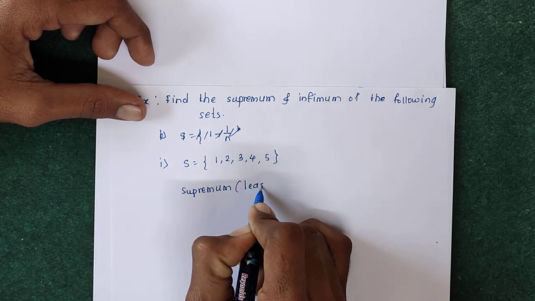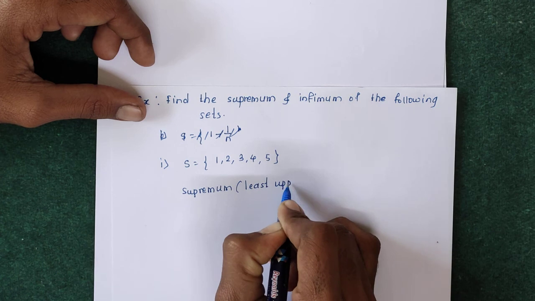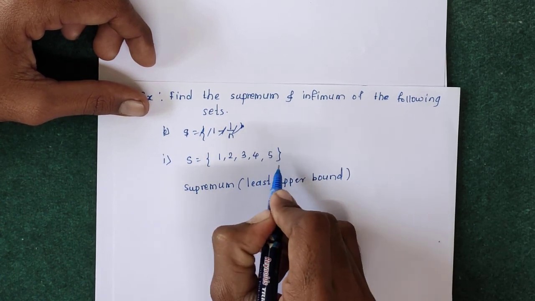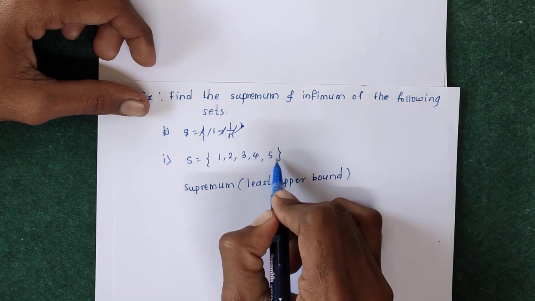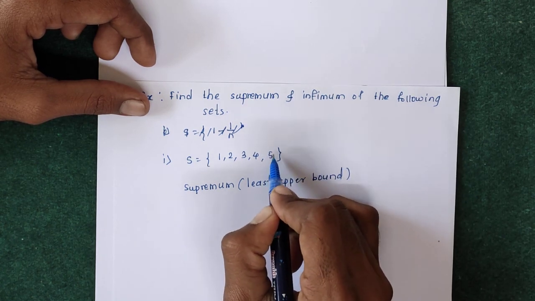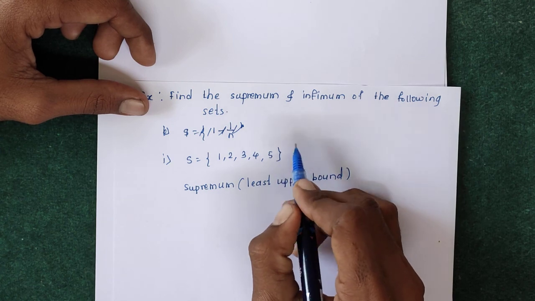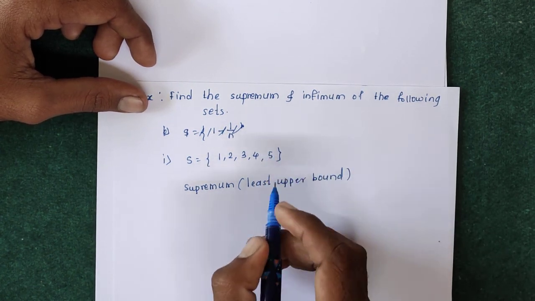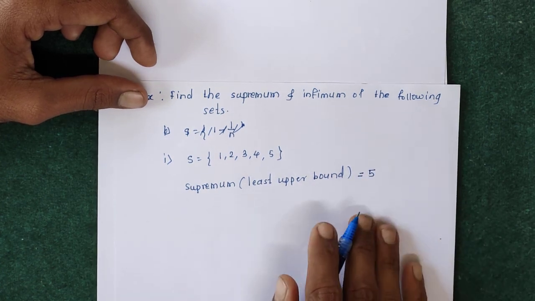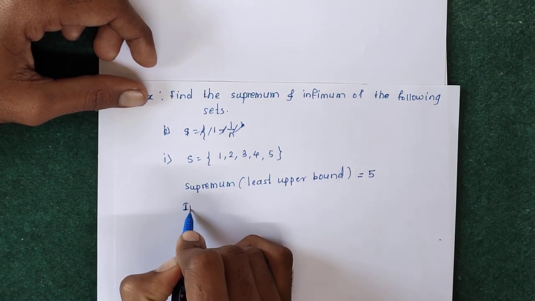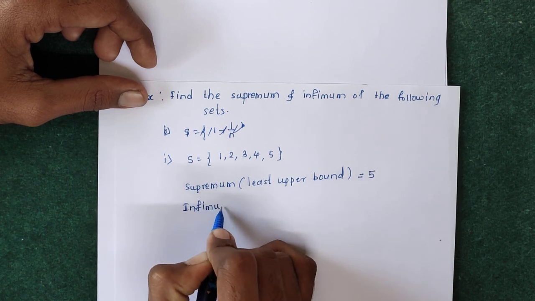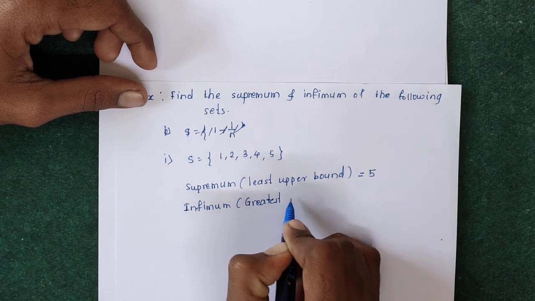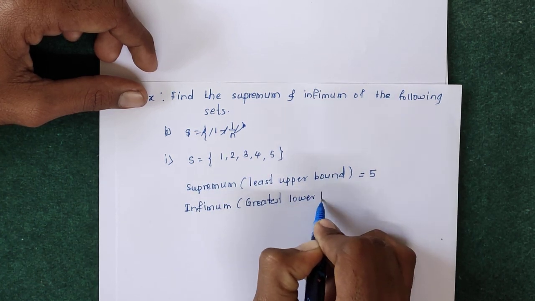Supremum means least upper bound, and here we can clearly say that 6 is an upper bound, 7 is an upper bound, 5 is an upper bound, 8 is also an upper bound, but the smallest among all those upper bounds is 5. So, the supremum will become 5, and similarly the infimum means greatest lower bound, the greatest among all the lower bounds.